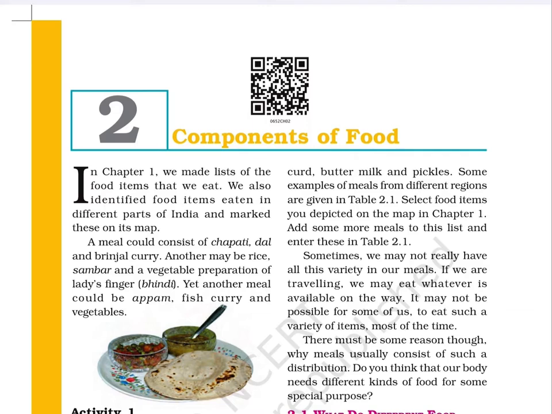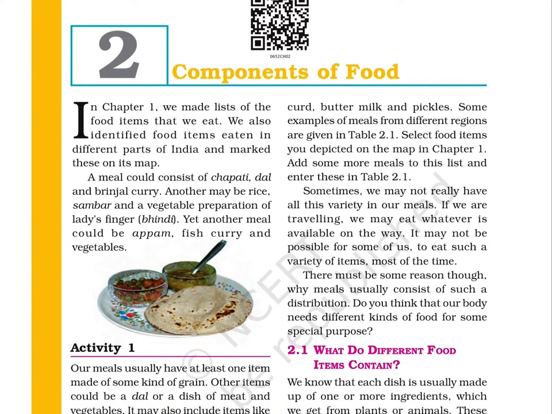Page 8. Components of Food. In Chapter 1, we made lists of the food items that we eat. We also identified food items eaten in different parts of India and marked these on its map. A meal could consist of chapati, dal and brinjal curry. Another may be rice, sambar and a vegetable preparation of lady's finger, bhindi. Yet another meal could be appam, fish curry and vegetables.